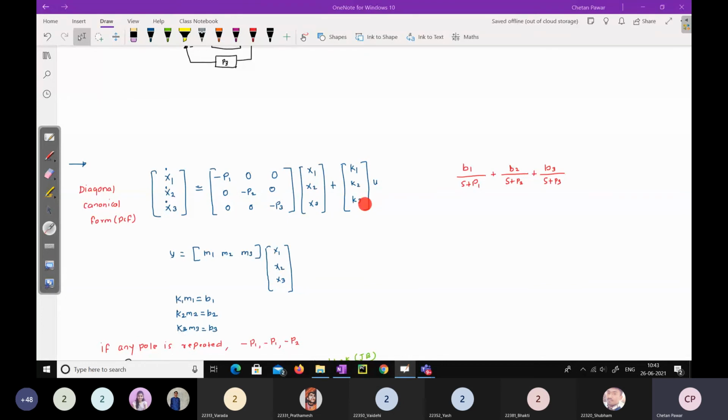Now, what is the input matrix? So that will be K1, K2, K3. What is the K1, K2, K3? You will see that. And the output matrix M1, M2, M3. Okay. So what is that?